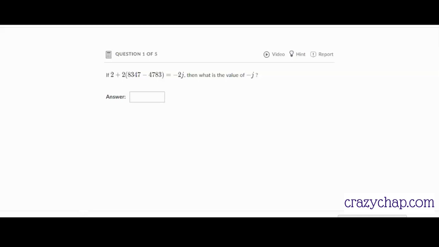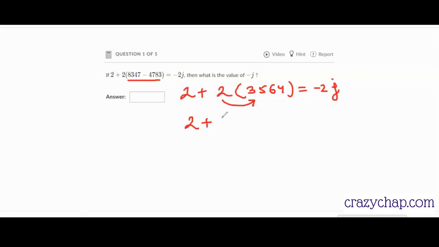Let's see. So 2 plus, I am following the PEMDAS rule. Inside the bracket, I will solve it first. 2 bracket, and we'll use a calculator. 3564, and that is equal to negative 2j. Then this 2 will be multiplied with 3564. Please understand guys, 2 will not be added with this 2. So we multiply them. Multiplying 3564 with 2, we get 7128 is equal to negative 2j.